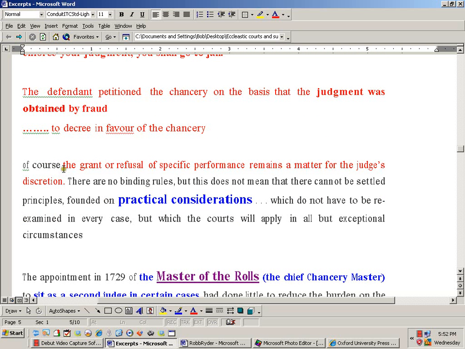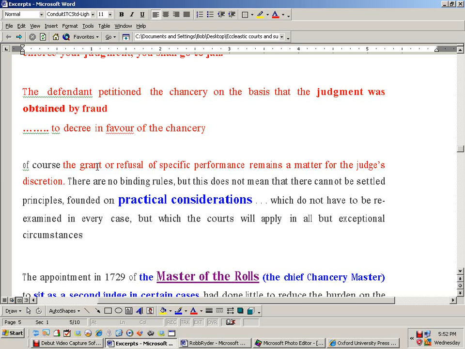Of course, the grant or refusal of specific performance remains a matter for the judge's discretion. There are no binding rules, but this does not mean there cannot be settled principles founded on practical considerations. Right? What's a consideration? When you sign your name to a piece of paper as a seal, that's a promise. That's consideration. That's called good consideration. Much better than valuable consideration. Now, if they don't sign the contract, they haven't given you the same consideration. Therefore, you don't have a contract.